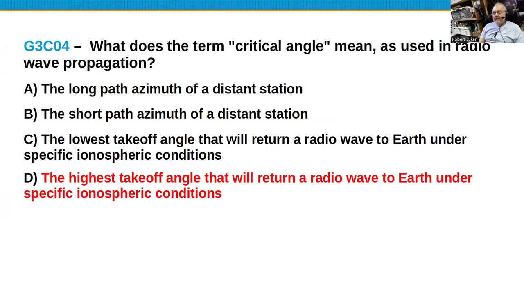Well, it's the highest angle, which means you're right, closest to vertical. It's not necessarily vertical. No, but the closest to vertical. Right. And I was just trying to attach the answer to something in the question that I could tie it to. Critical meaning the highest level. My mind works in a different way. I need a picture, which is the critical angle is the closest to straight up that will return a radio wave to Earth. That's correct. Okay.